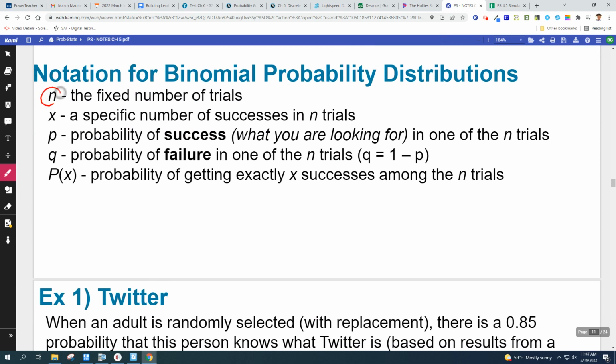Variables you'll see: n is the number of trials, x is the specific number we're looking for. So maybe 3 out of 5 or 7 out of 10 or whatever. 10 is how many total trials there are, x is our number that we want. p is the probability of success, q is the probability that you don't succeed. So if the probability of doing something is 0.2, then the probability of not doing that thing is 0.8.